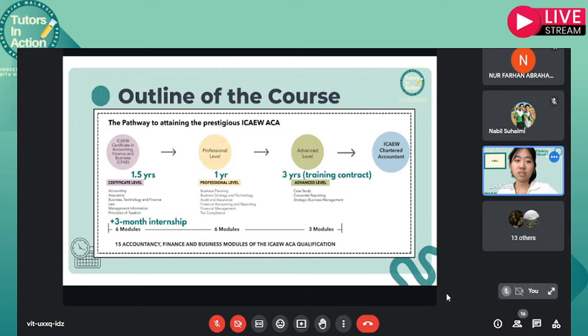So I really feel that this is one of the points that attracted me to ICAEW, that it really highlights hands-on experience instead of just studying. And you might want to take a screenshot of this slide, but I just want to say, in terms of duration, this is a fast course. You get qualified in 5.5 years, and you start working in just merely 2.5 years. So next slide.